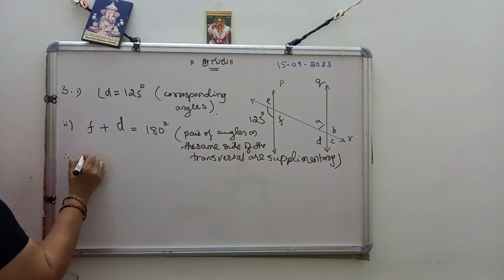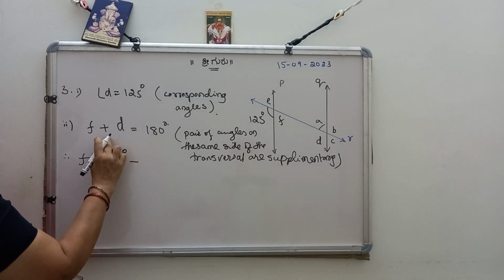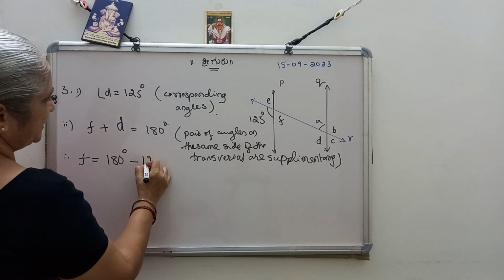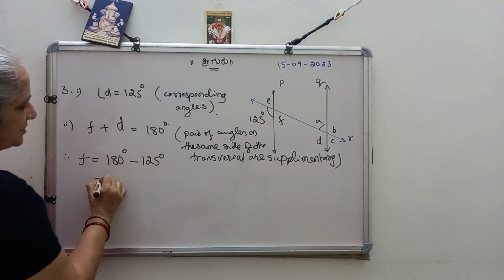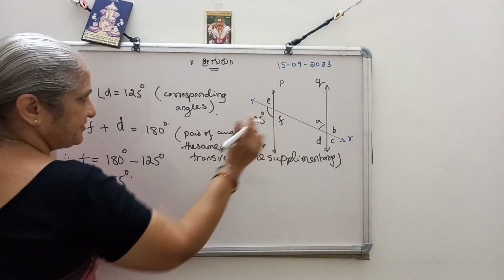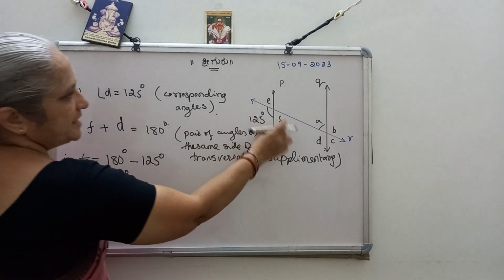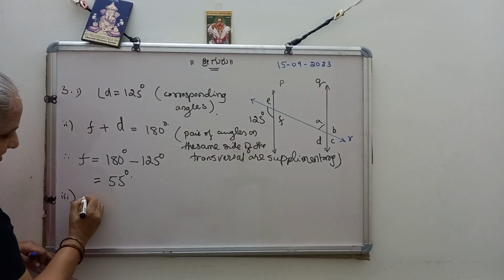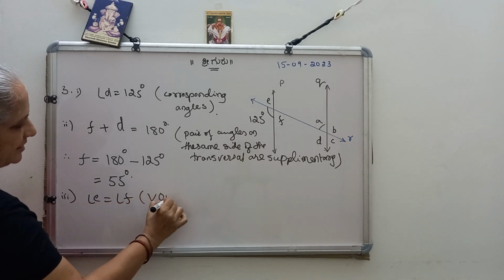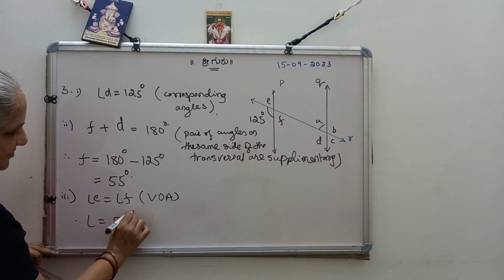Therefore, angle F is equal to 180 degrees minus D. D is 125 degrees. This is equal to 55 degrees. So, angle F is 55 degrees. Now, the third one. Angles E and F are vertically opposite angles. Angle E is equal to angle F, vertically opposite angles. Therefore, angle E is equal to 55 degrees.